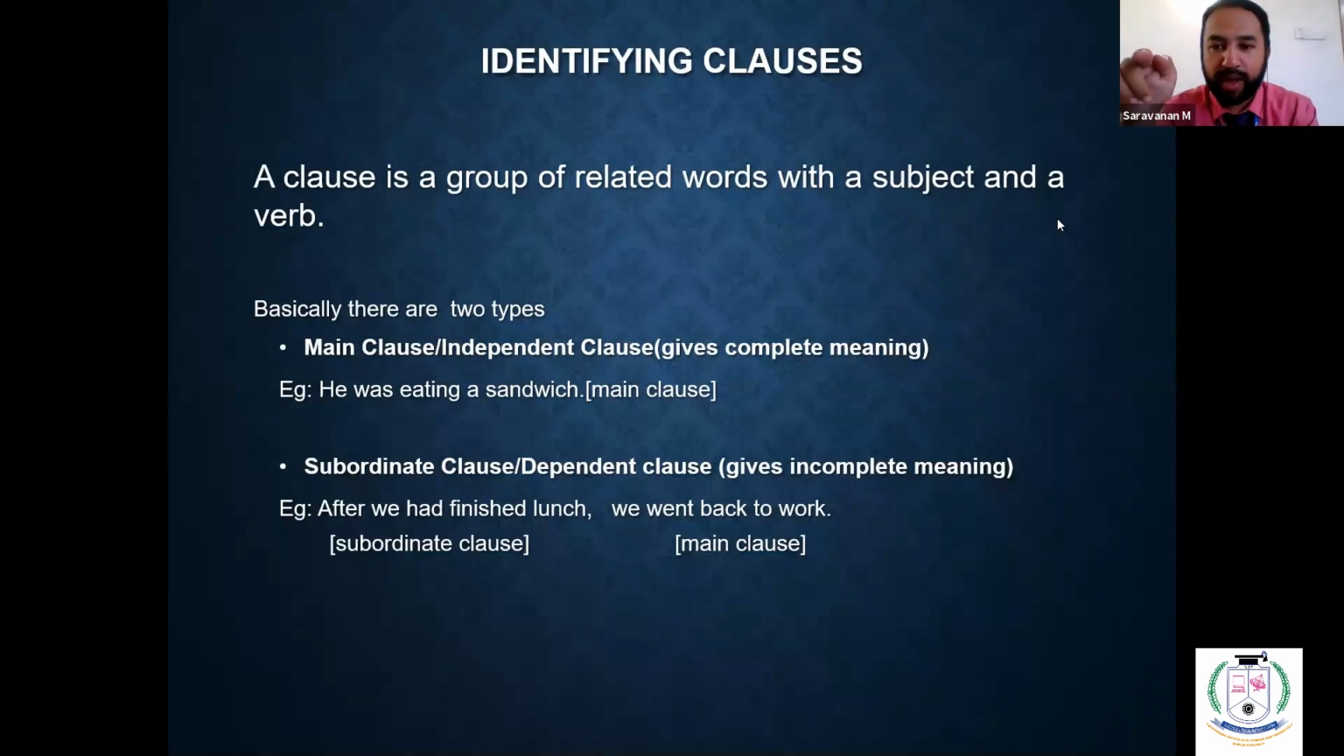So when did you go back to work? That is after you finished lunch. Understood? So that is giving you more meaning. The subordinate clause is giving you more meaning. The main clause says we went back to work. Good, that is a complete sentence. But see here, the subordinate clause gives the answer of when: after we had finished lunch, we went back to work. Clear, all of you? So that is the subordinate clause over here. These are some of the examples. We'll move on with the next slide.